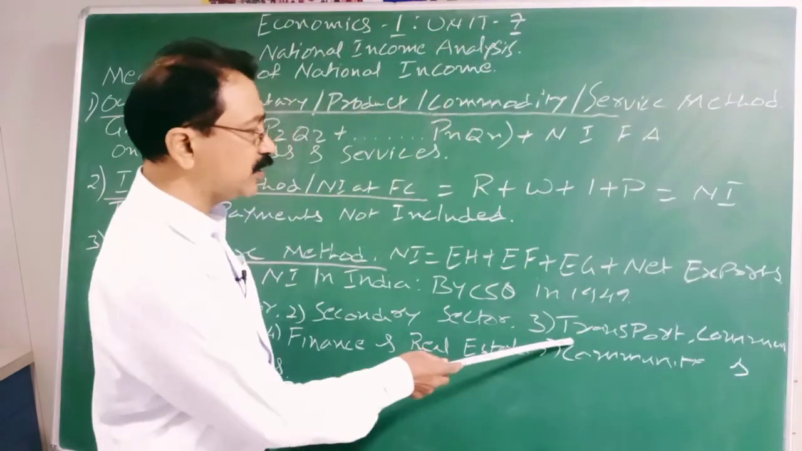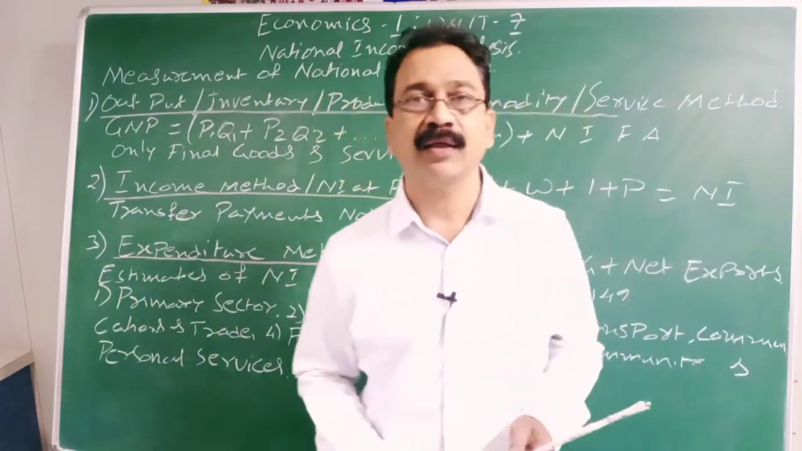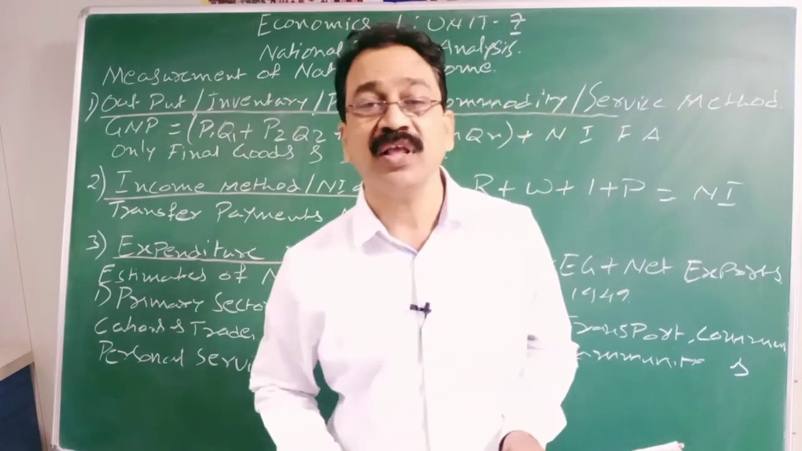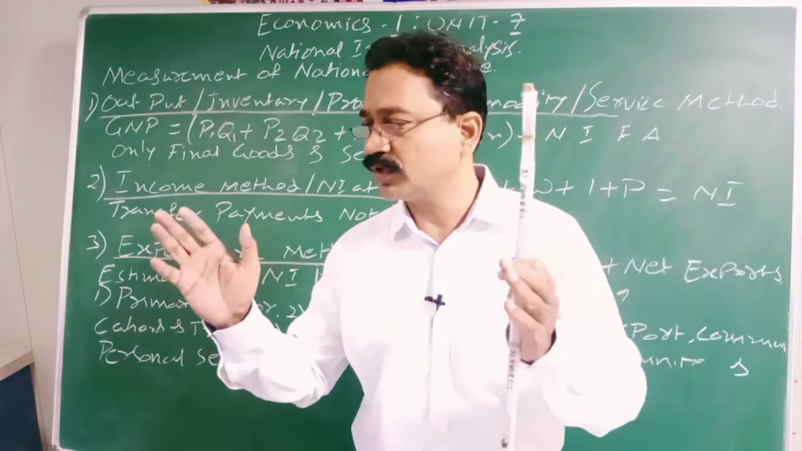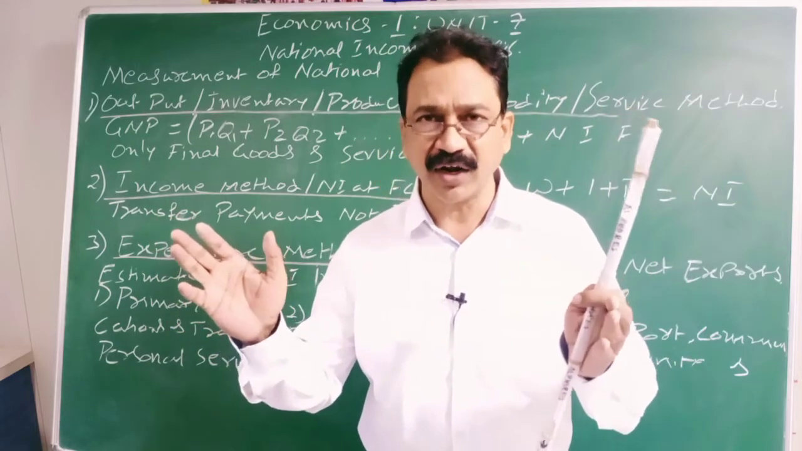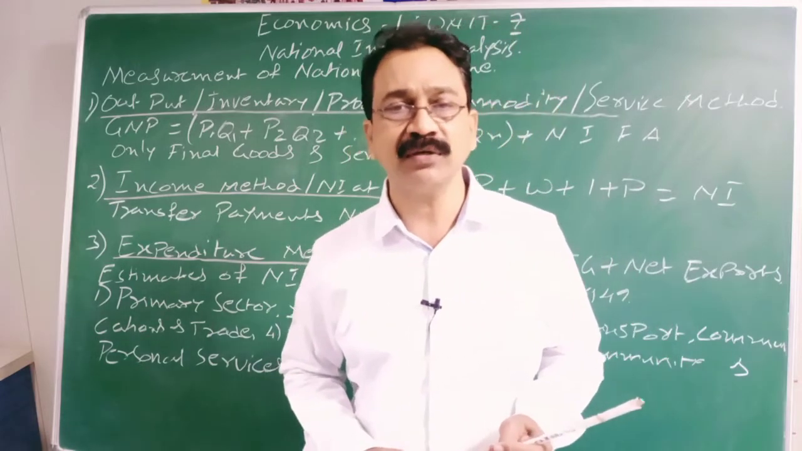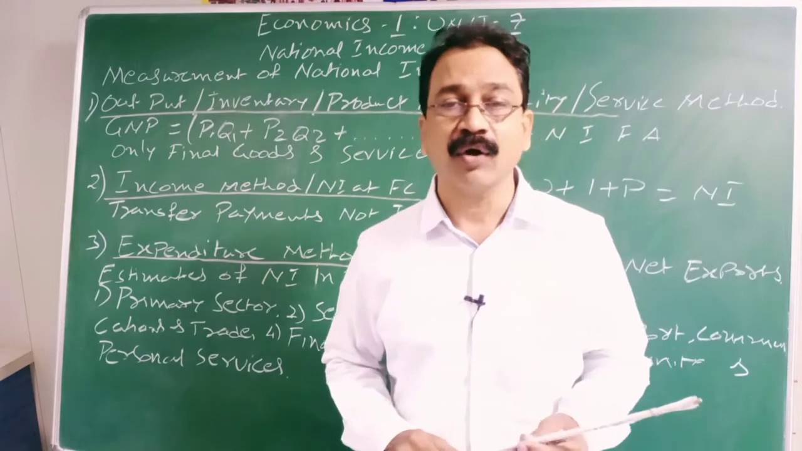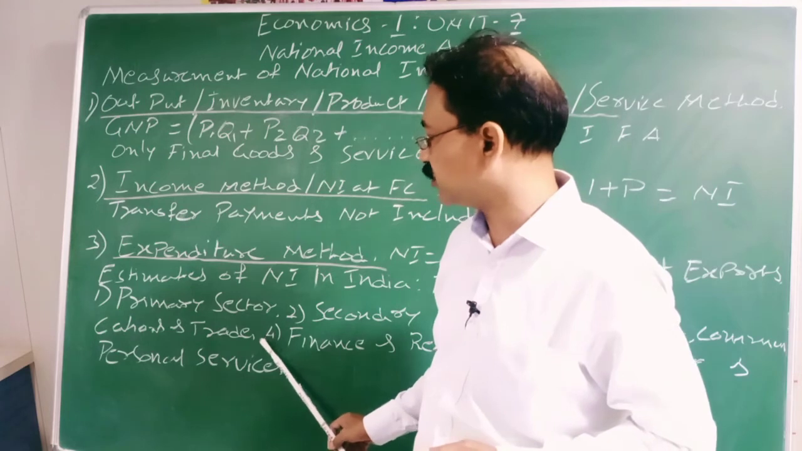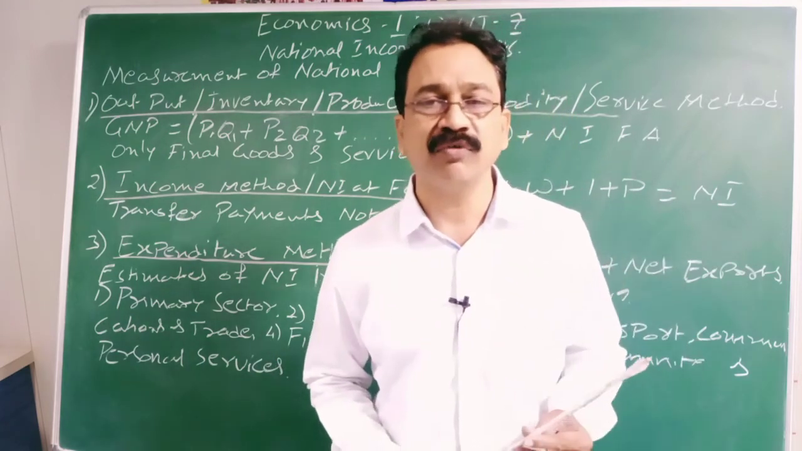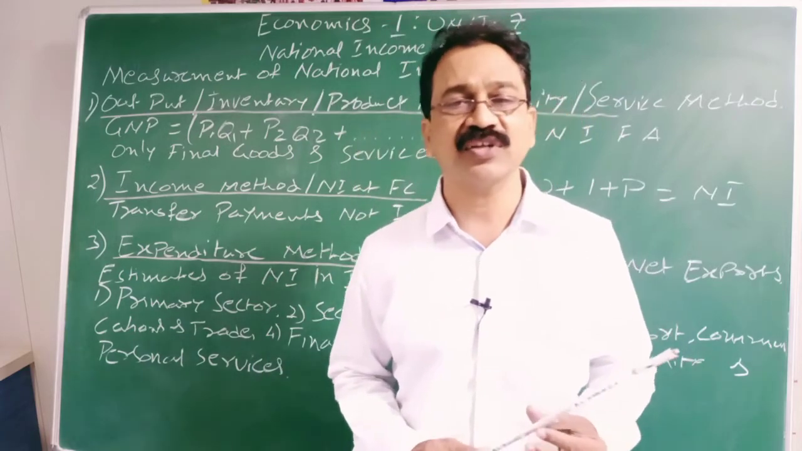What is the third one? Transport, communication and trade. Under this group we will study railways, storage. Storage means godowns and warehouses, those all come under that. Railways, warehouses, communication, trade, hotels and restaurants, this all comes under the third segment. Under the third group we will see railways, storage, trade, hotels, restaurants, etc.